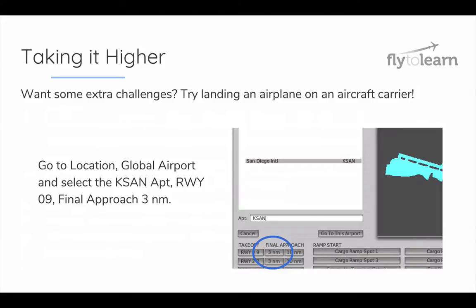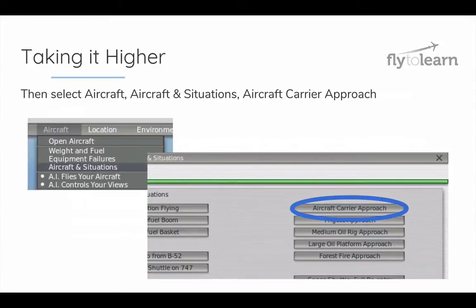Once you've gotten the hang of landing and want some extra challenges, X-Plane has some cool situations to offer. For instance, go ahead and try landing on an aircraft carrier. Go to location and switch your location to the airport KSAN and choose the final approach 3 nautical miles from runway 9. Then select aircraft, aircraft in situations, and aircraft carrier approach.